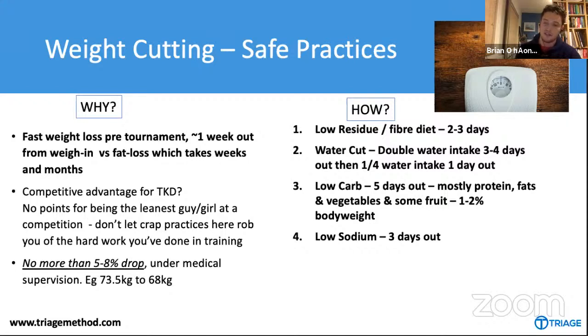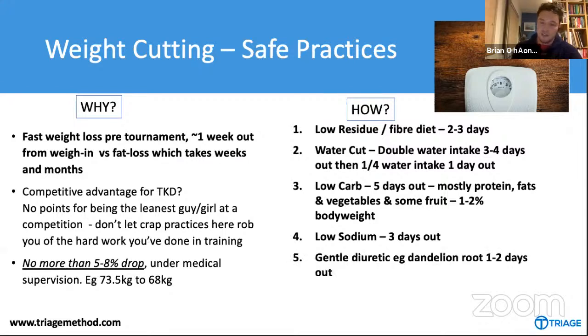Now, I mentioned already that sodium is a key mineral in the context of absorbing water and water retention in the body. So about 2 or 3 days out from your weigh-in, if you greatly reduce your sodium intake, it helps excrete a little bit more water. And again, like the low carb step, you wouldn't do this unless you had time to replenish and recover after weigh-in before fighting. It's going to affect your performance otherwise.